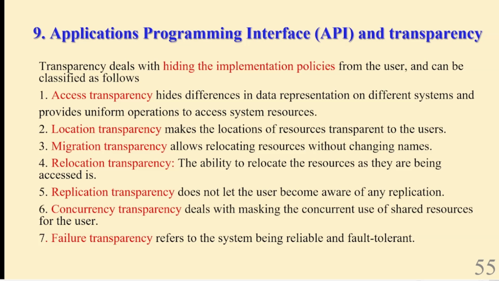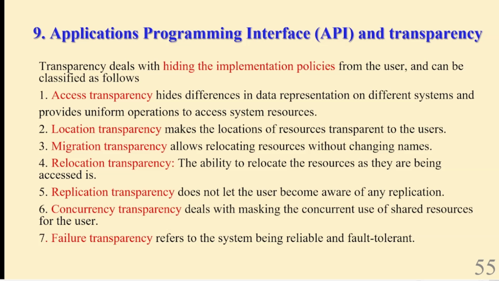Then coming to the transparency part, it is one of the most important concepts. Transparency means hiding the complexity from the user. The user only sees one computer, but in reality there are thousands of servers. And these are of different types: access transparency, location transparency, replication transparency, and so on. Remember, the basic concept of transparency is hiding the complexity. So what does access transparency mean? Same way to access local and remote resources.